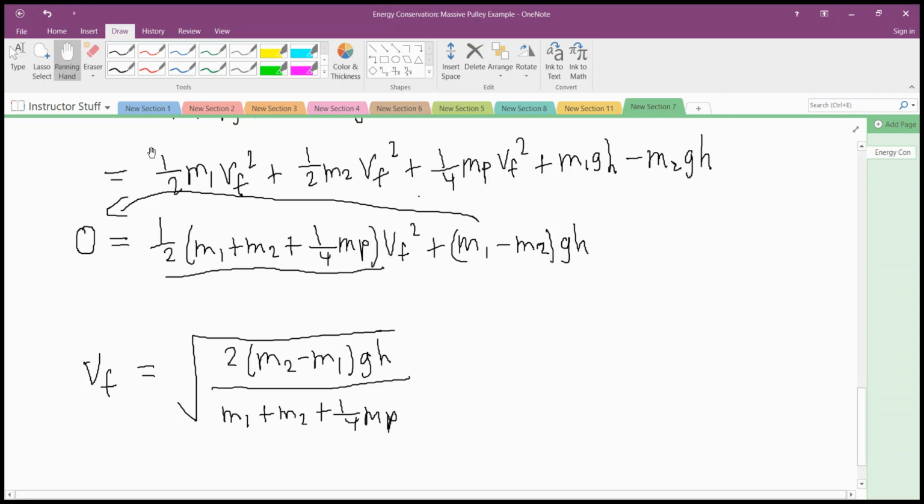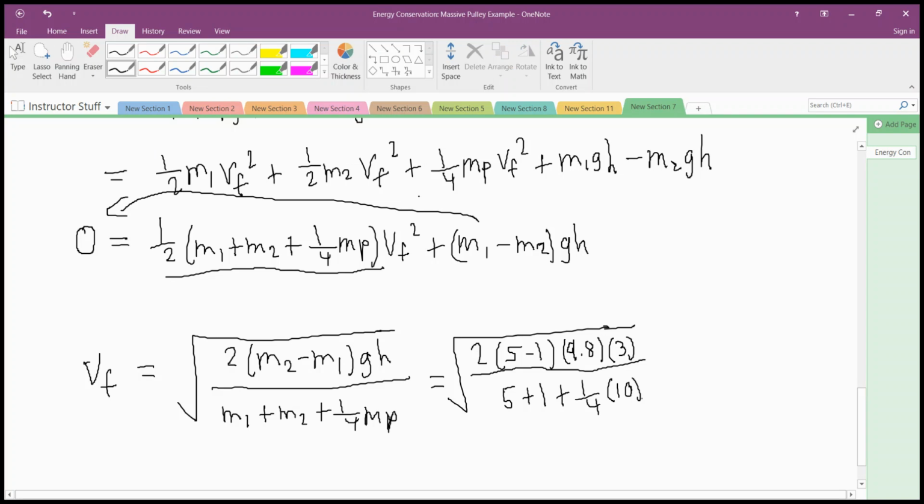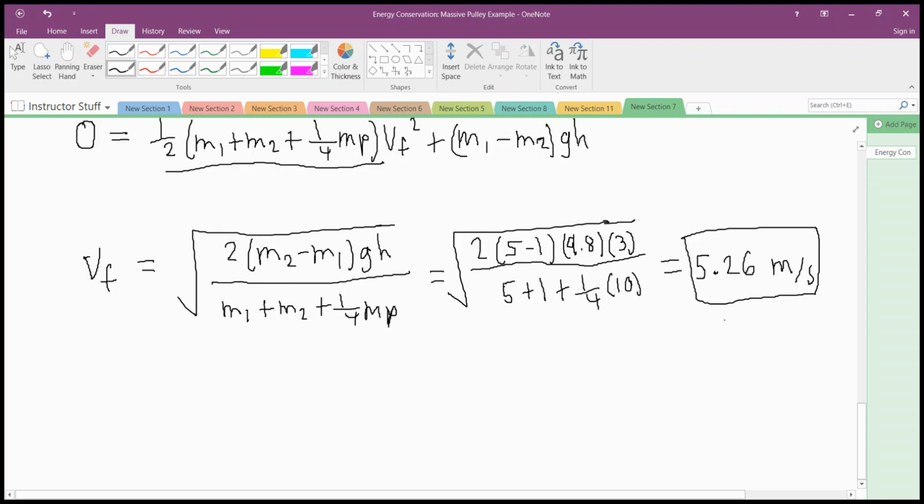Now that we have the final velocity, we can calculate a numerical value for it by plugging in the various numbers that we have. And now let's grab a calculator out to see what this is. And we get 5.26 meters per second. Note that this is a smaller velocity than what we would have gotten if the pulley was massless. If the pulley was massless, you just plug in the mass equal to 0 in the equation for final velocity that we have over here, and the result is 6.26 meters per second.